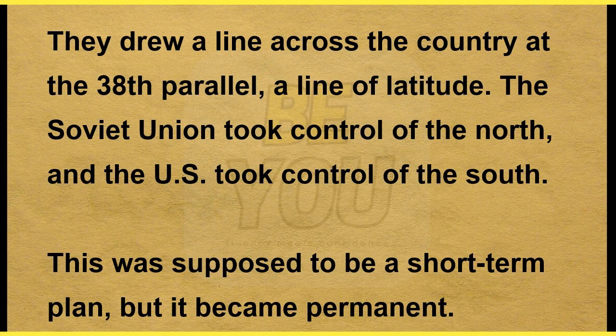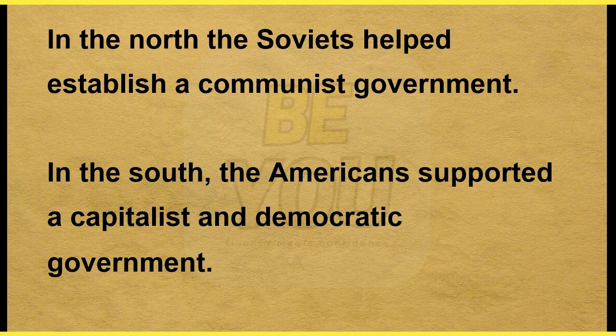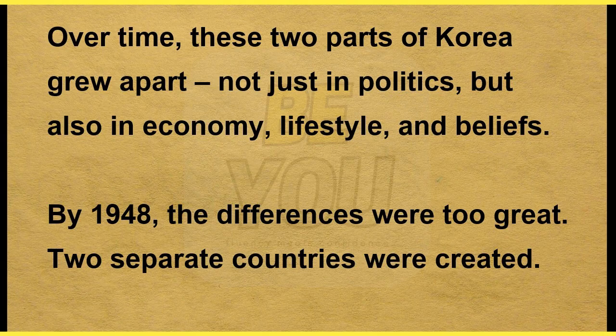The Soviet Union took control of the north, and the U.S. took control of the south. This was supposed to be a short-term plan, but it became permanent. In the north, the Soviets helped establish a communist government. In the south, the Americans supported a capitalist and democratic government. Over time, these two parts of Korea grew apart, not just in politics, but also in economy, lifestyle, and beliefs.